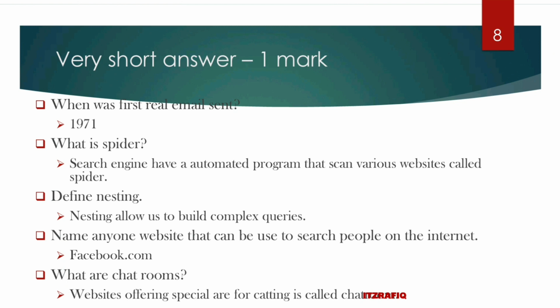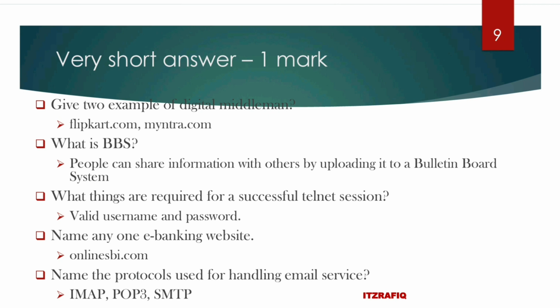Any website where we can find people, it will be Facebook. What are chat rooms? Websites offering a space for chatting are called chat rooms. 2 examples of digital middleman: Flipkart, Myntra. What is BBS? People can share information with others by uploading it to a particular space. That space is known as bulletin board system.